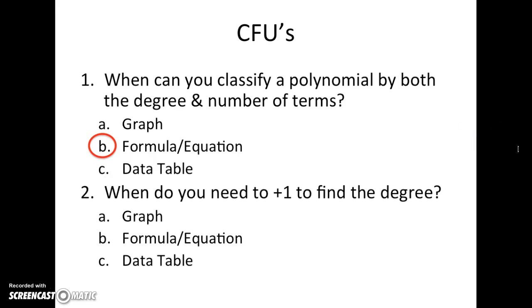Second one, when do you need to add 1 to find the degree? Great, you're only going to add 1 when you are classifying for a graph. You add 1 to the number of vertices.